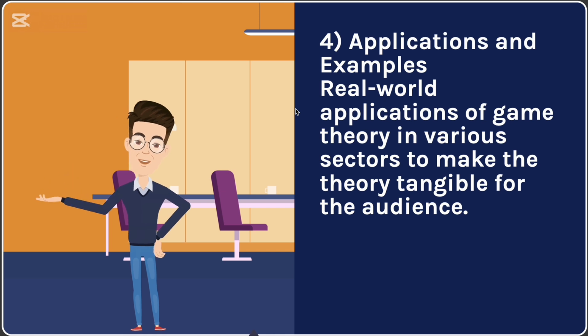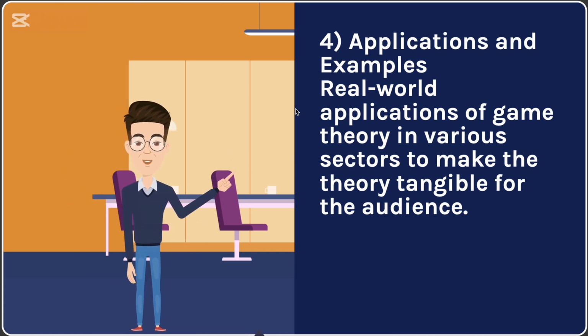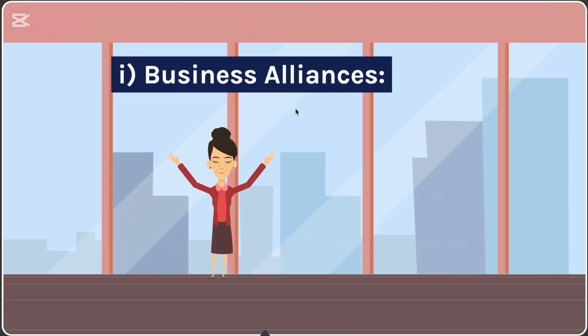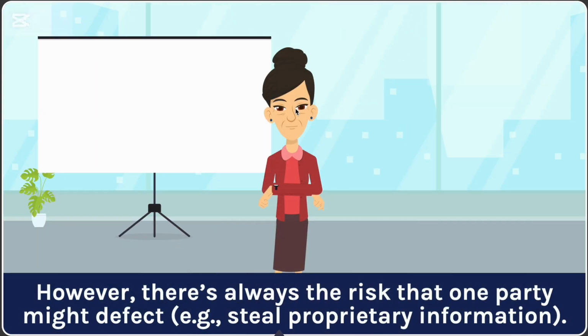Applications and examples. Real-world applications of game theory in various sectors make the theory tangible. Business alliances. Example: in strategic partnerships, firms collaborate on research and development, marketing, or distribution to reduce cost and share profits. However, there is always the risk that one party might defect, for example, steal proprietary information.